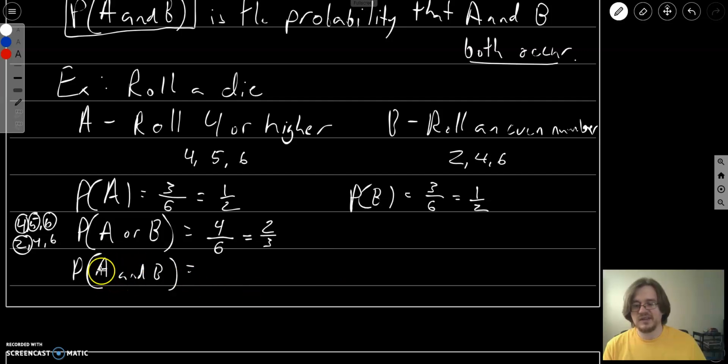Likewise, when we look at the probability that A and B happens, we need to look at how many different ways there are to get both a 4 and higher and an even number simultaneously. So in order to get something in this set and something in this set, we could roll a 4 or a 6. So only with a 4 and a 6 is it going to be 4 and higher and an even number. So there are 2 ways to do that, 1, 2, and there are 6 possible dice rolls. So that leaves a 1 in 3 chance of getting both A and B to occur.